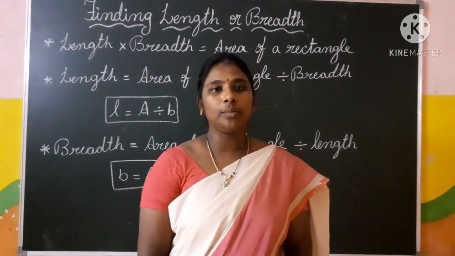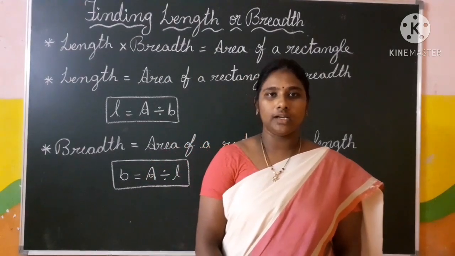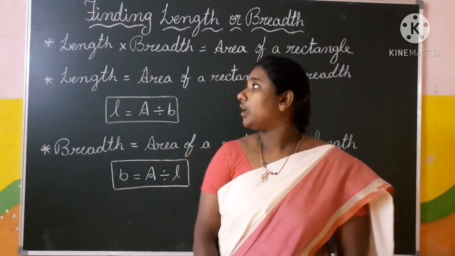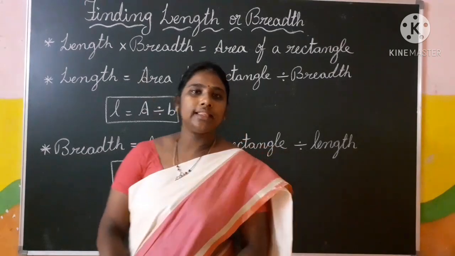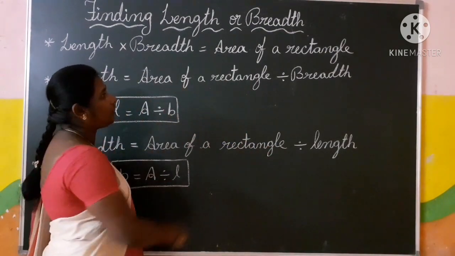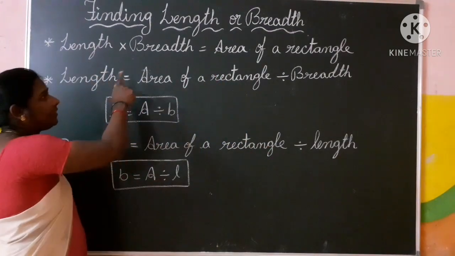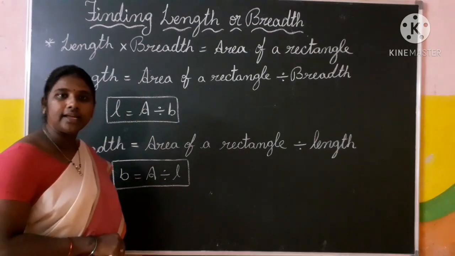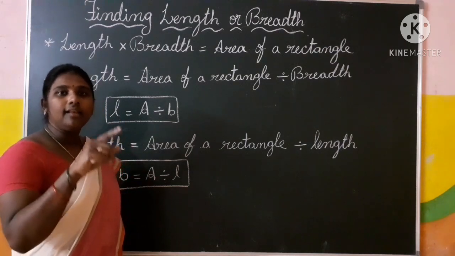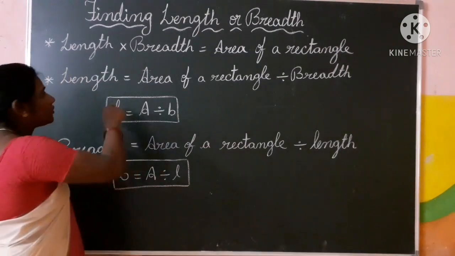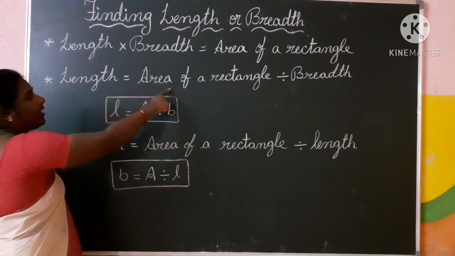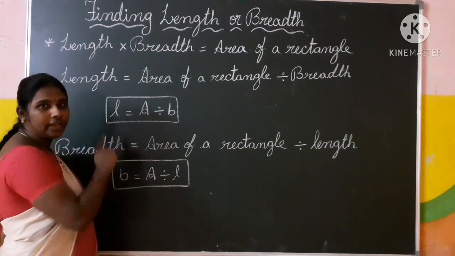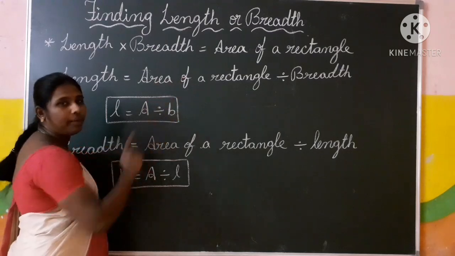Today we are going to learn how to find length and breadth. Length into breadth is equal to the area of a rectangle. So length is equal to the area of the rectangle divided by breadth.